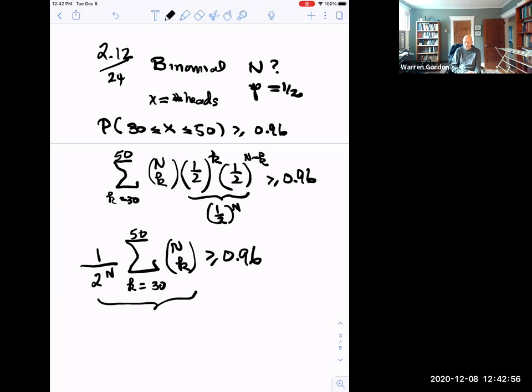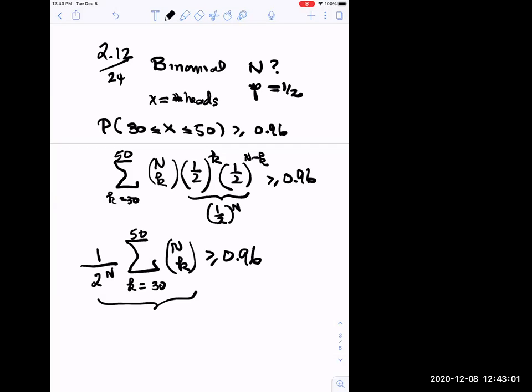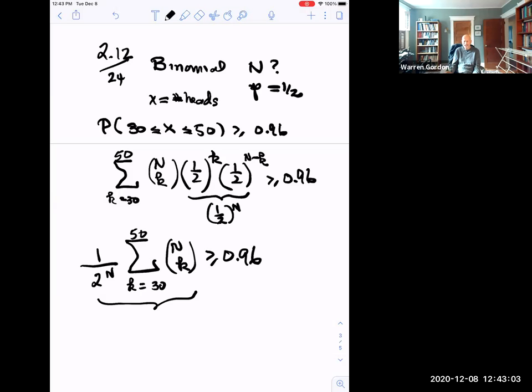Okay? And then what you would do is, if the answer is too low, you increase n. If the answer is too high, you decrease n. And by trial and error, you could solve this problem.